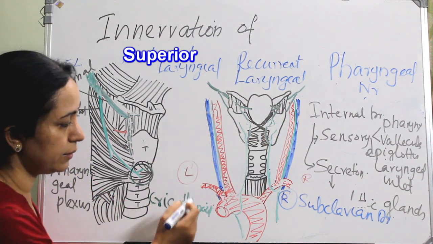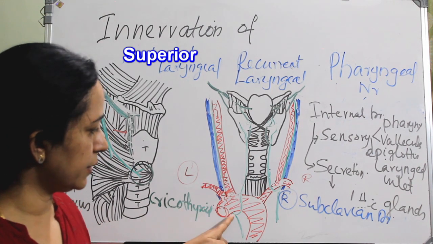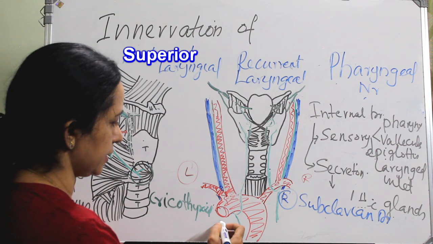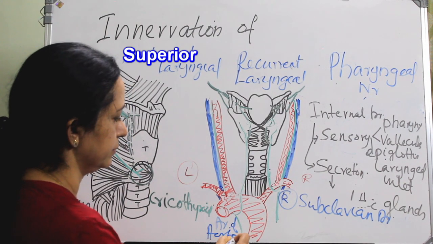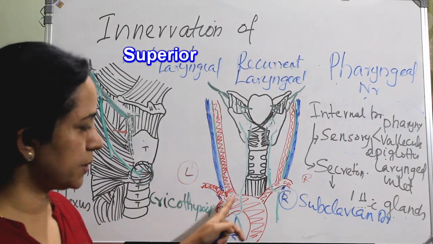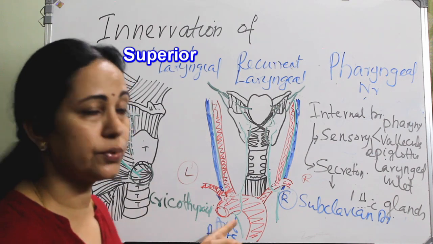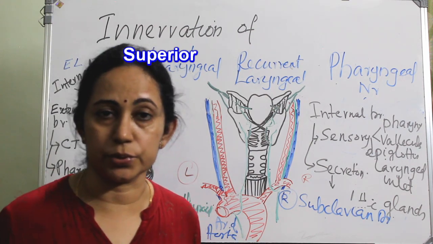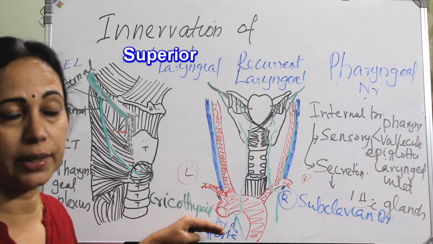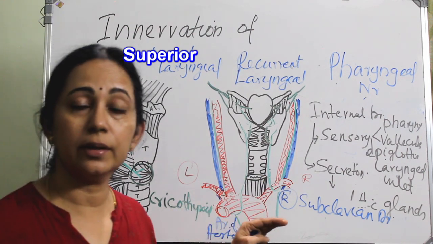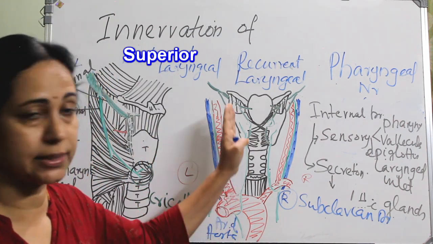While on the left side, it is given off when this vagus nerve crosses the arch of aorta. This is the arch of aorta, and it loops around the arch of aorta and ascends. So arch of aorta and also ligamentum arteriosum. So on the right side at the level of subclavian artery, and on the left side at the level of arch of aorta, it loops around the arch of aorta and ligamentum arteriosum and then ascends upwards.